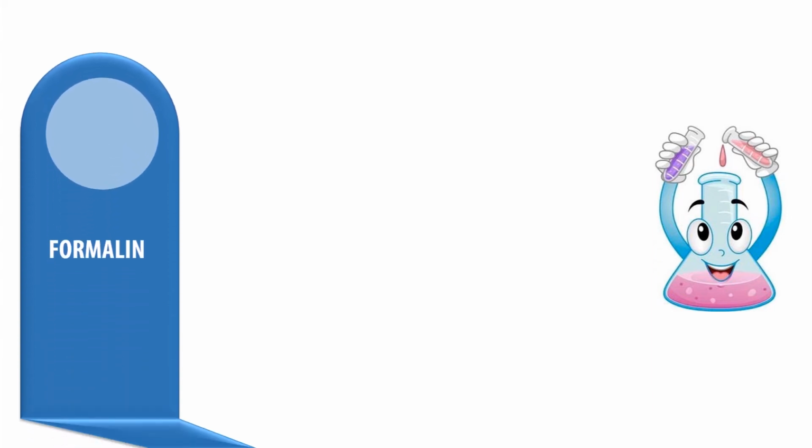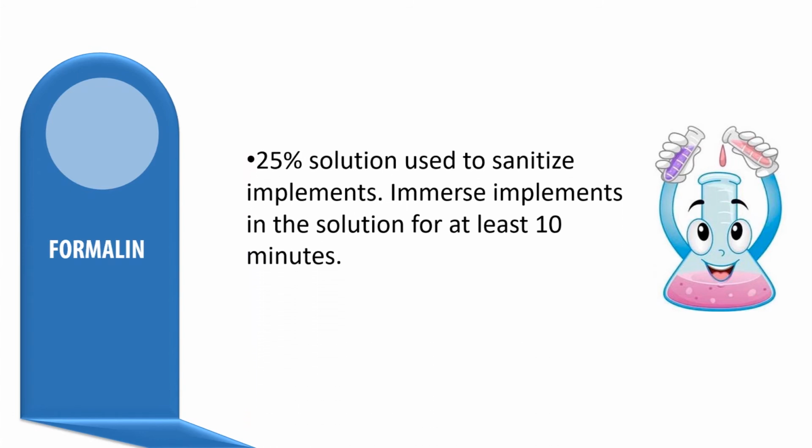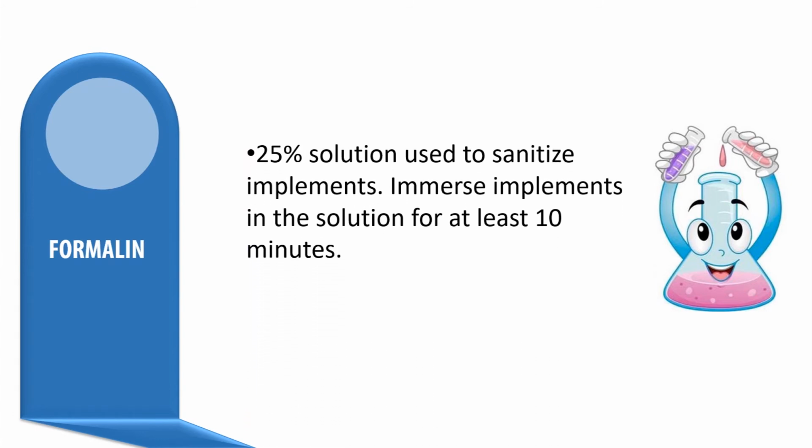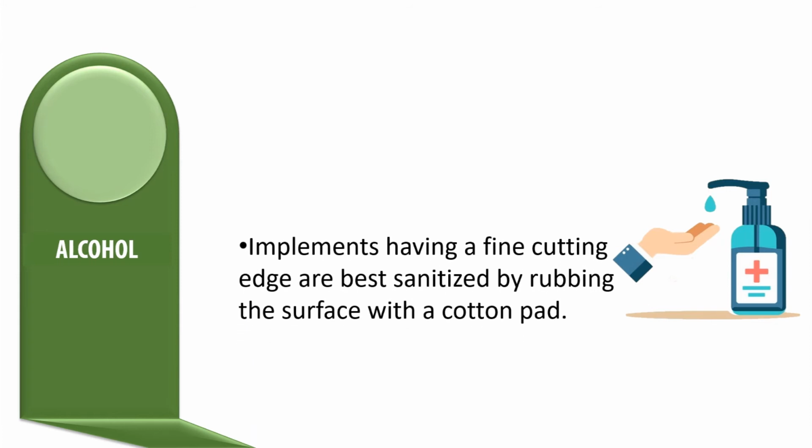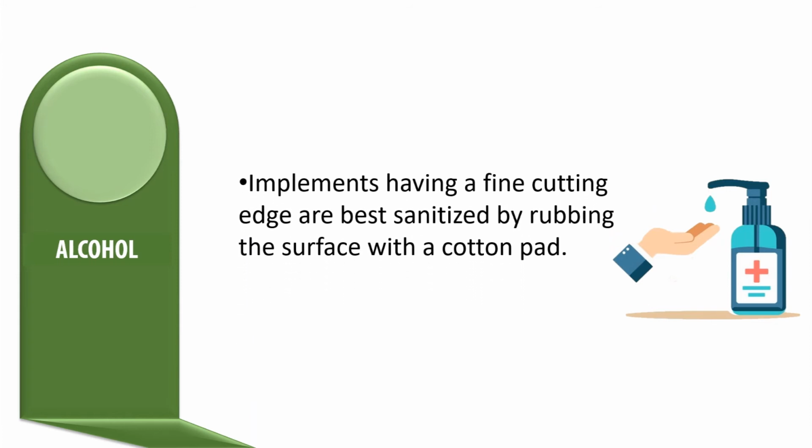Then there is formalin. The formalin procedure says that a 25% solution is used to sanitize implements. Immerse implements in the solution for at least 10 minutes. How does the alcohol procedure work? Implements having a fine cutting edge are best sanitized by rubbing the surface with a cotton pad soaked in alcohol.